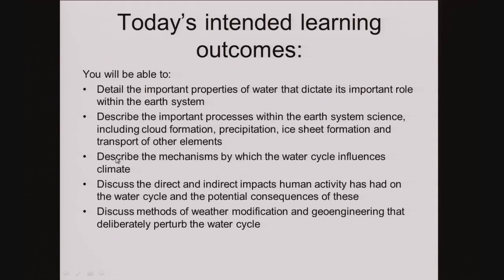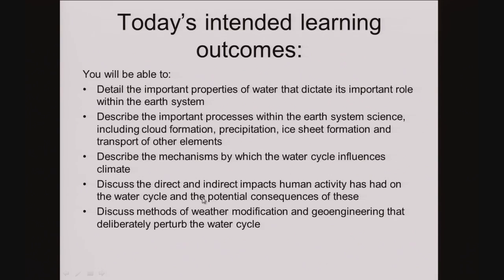And also describe the mechanisms by which the water cycle influences climate. Okay, so we'll talk about some of these mechanisms shortly. Also to discuss the direct and the indirect impacts human activity has, or has had, on the water cycle and any potential consequences. So we'll talk about the impacts that human activity has on the water cycle.